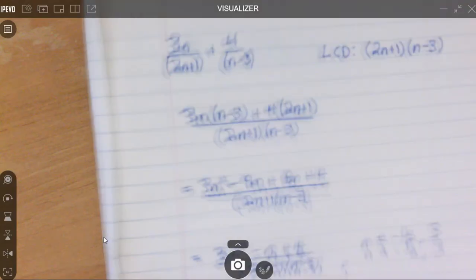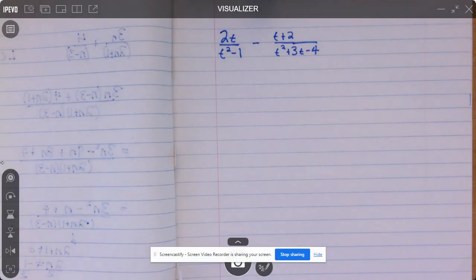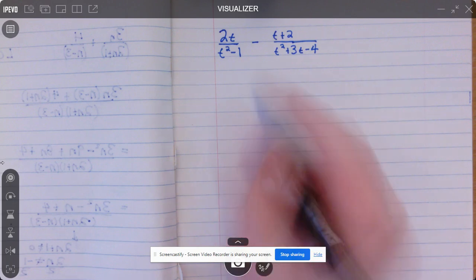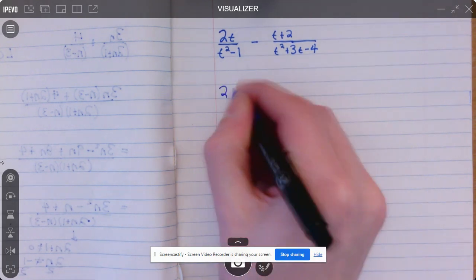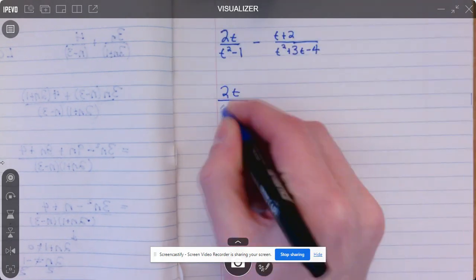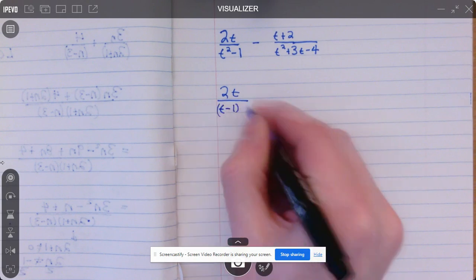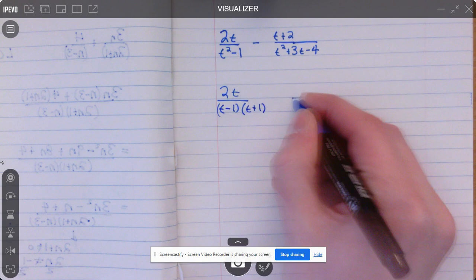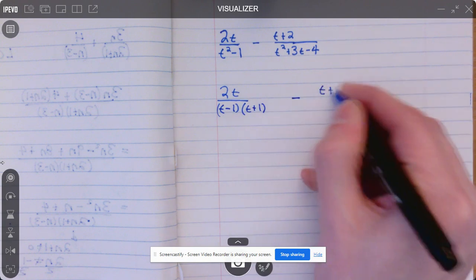We're just going to do one final example. Okay, so in this example, the first thing I'm going to do before I can state my lowest common denominator is factor both expressions. So the numerators have nothing to factor, but in the denominator here, I've got a difference of squares. So I have t minus 1, t plus 1, and then I'm subtracting t plus 2. Again, nothing to factor there.